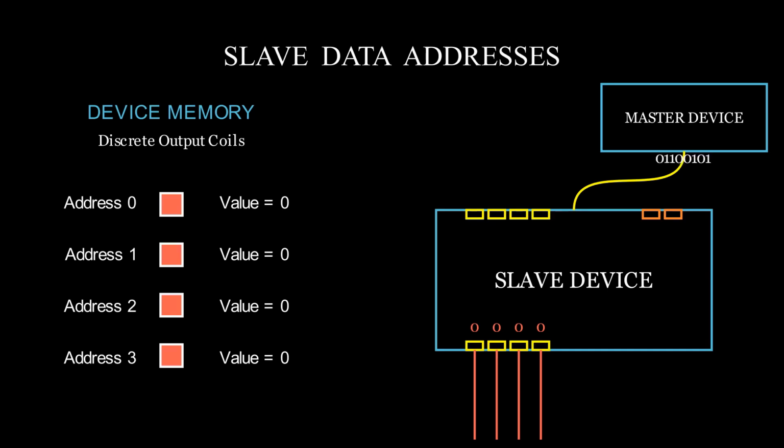Note that when the master writes a command to the slave, it receives a response. The response tells the master if the command was successful or not. If the slave does not respond at all, the master knows that there is something wrong with the communication.